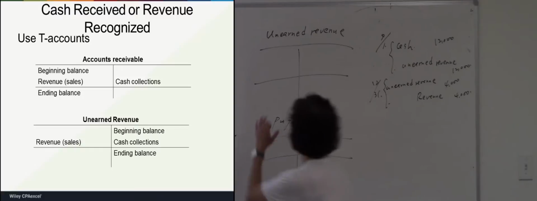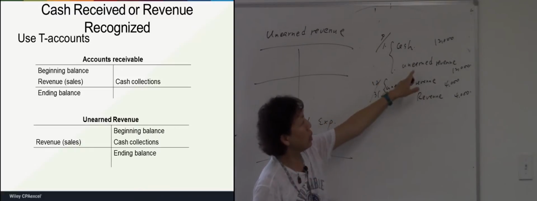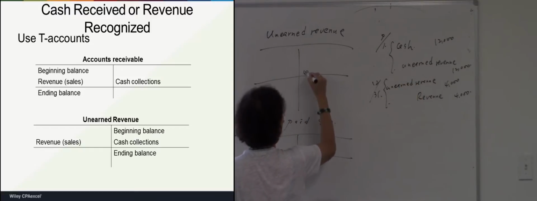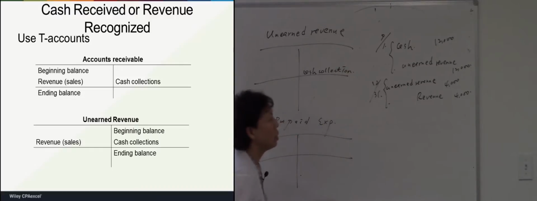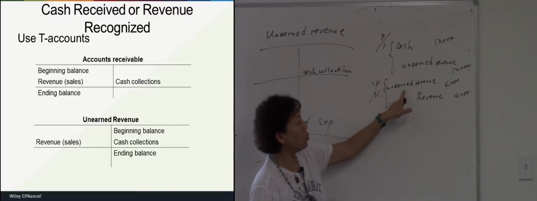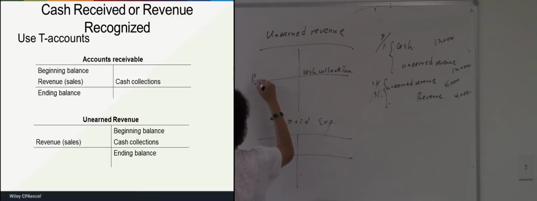How do we do the T account posting? When we receive cash, we put unearned revenue in credit. So credit means cash collection. When we record revenue, we put unearned revenue in debit. So debit means revenue earned.